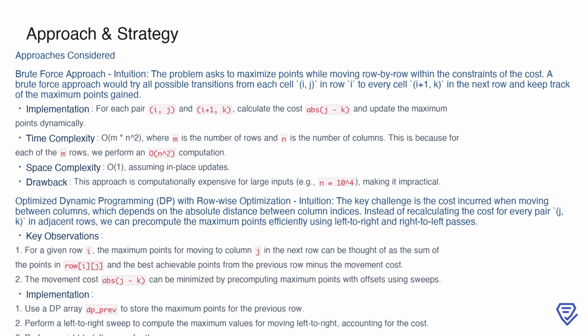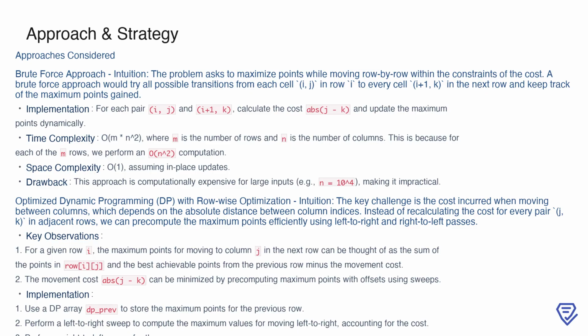To tackle this problem, we considered two main approaches. First, the brute force approach. The intuition here is straightforward. We aim to maximize points by exploring all possible transitions from each cell in one row to every cell in the next row. For every pair of cells, we calculate the transition cost, which depends on the absolute distance between their column indices, and dynamically update the maximum points.